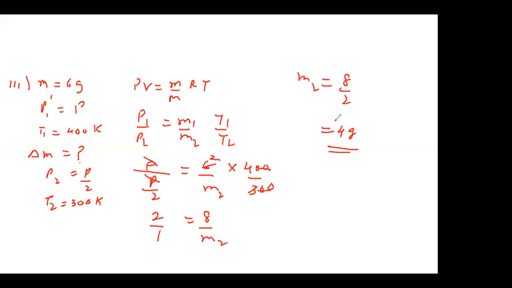Look carefully, this M2 is 4 gram. This M2 4 gram means mass left is 4 gram. We want mass leaked out, correct? Don't mistakenly write M2. M1 was present at the start, M2 is present at the end. It was asked how much has gone, right? So it is 6 minus 4 equals 2 gram. This answer is 2 gram. Here the only chance of mistake is you may keep the answer as 4.